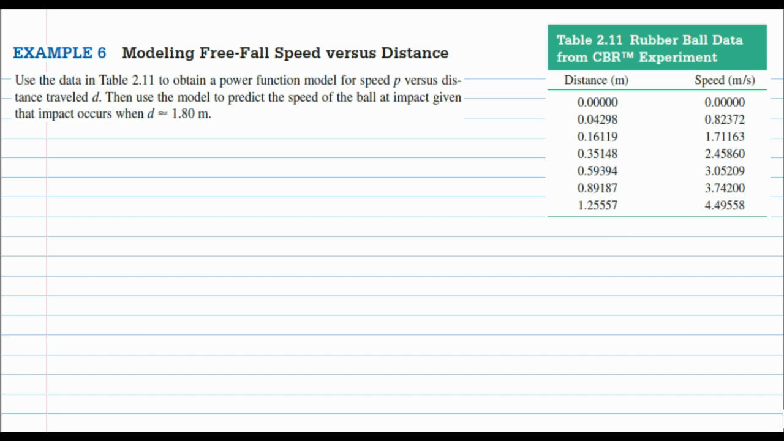Use the data in table 2.11 to obtain a power function model for speed p versus distance traveled d. Then use the model to predict the speed of the ball at impact, given that the impact occurs when d is about 1.8 meters. So my distance is going to be in L1, those are my x values, and my speed is going to be in L2. So this function is p of d.